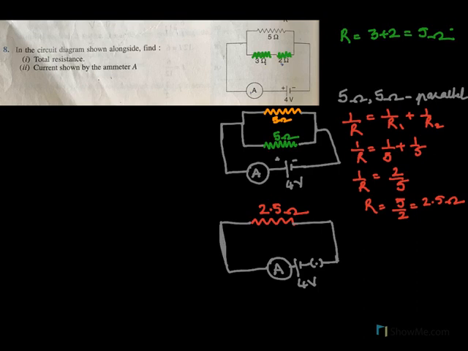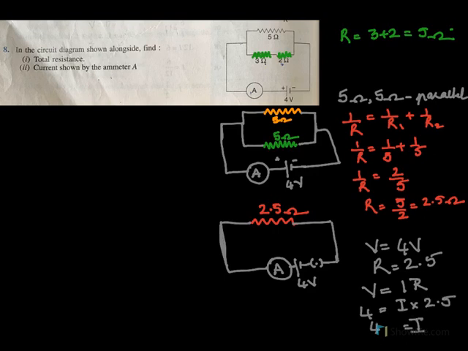If I want to calculate the current, the voltage is 4 volts. We know the resistance in this case is 2.5. We want to calculate the current using Ohm's law, V equal to IR. So 4 equals I into 2.5. So I equals 4 over 2.5. Going further, 40 over 25 amperes. That is 1.6 amperes.